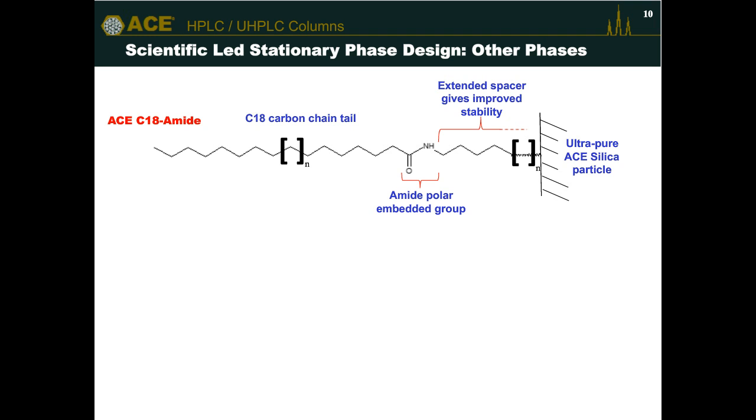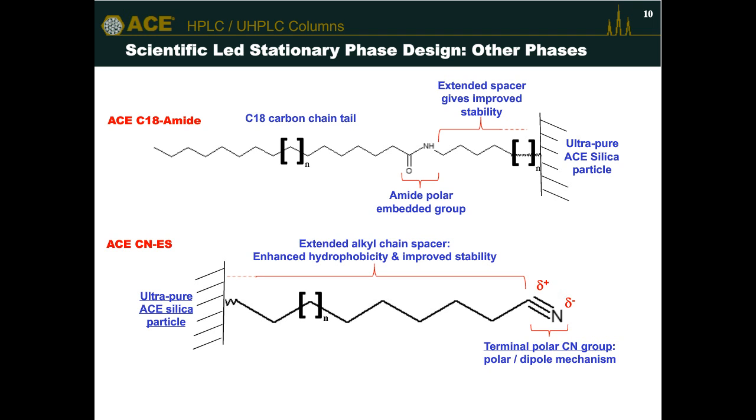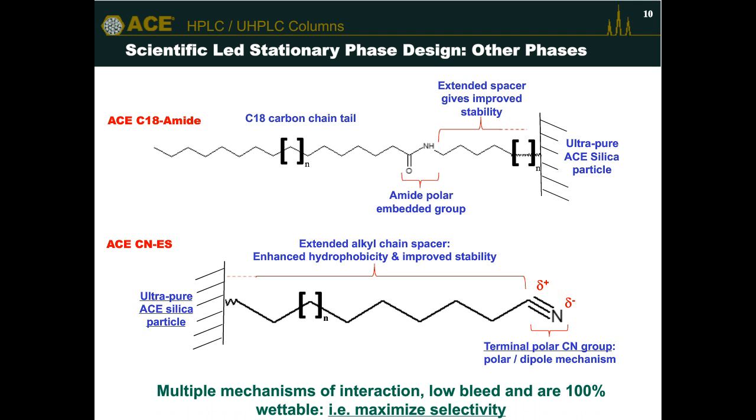And also we can design other types of chemistries based off the similar sort of concepts. So at the bottom there, we now have the cyano-ES phase. This is a stable cyano phase. We use the same design concepts where we have a longer alkyl chain with a terminal nitrile group, so we can bring together the hydrophobic mechanism of the alkyl chain together with the mechanisms of the terminal nitrile into a single stationary phase. This is a stable cyano chemistry. These phases, again, are also 100% wettable, so they can be used in 0% organic for the retention of polar compounds. So what do these phases do chromatographically?